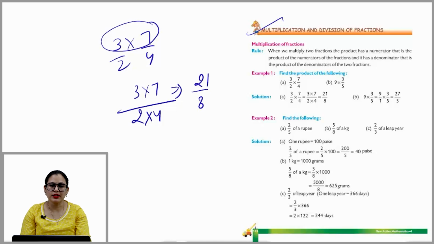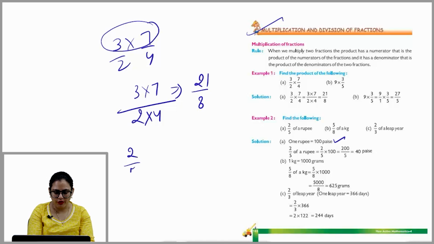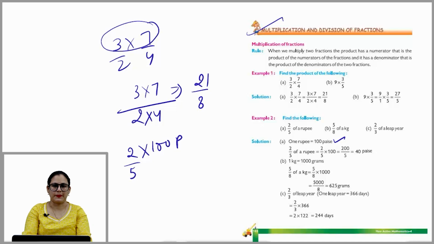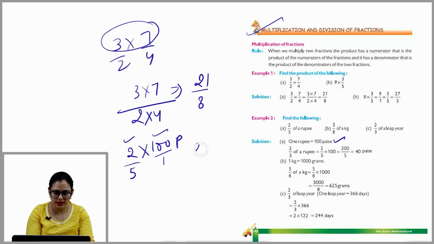Example 2: find 2 by 5 of a rupee. You know 1 rupee is equal to 100 paise. So 2 by 5 of a rupee means 2 by 5 of 100 paise. We will multiply these two numbers, that is, the numerators. So 200 upon 5, and we'll get 40 paise.